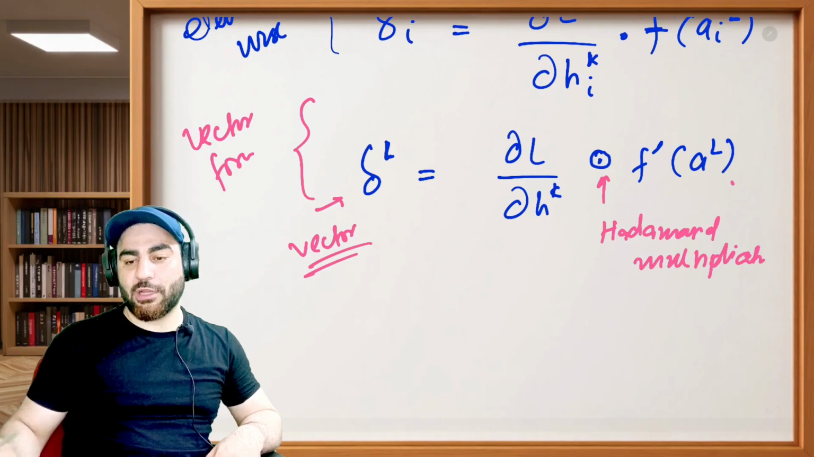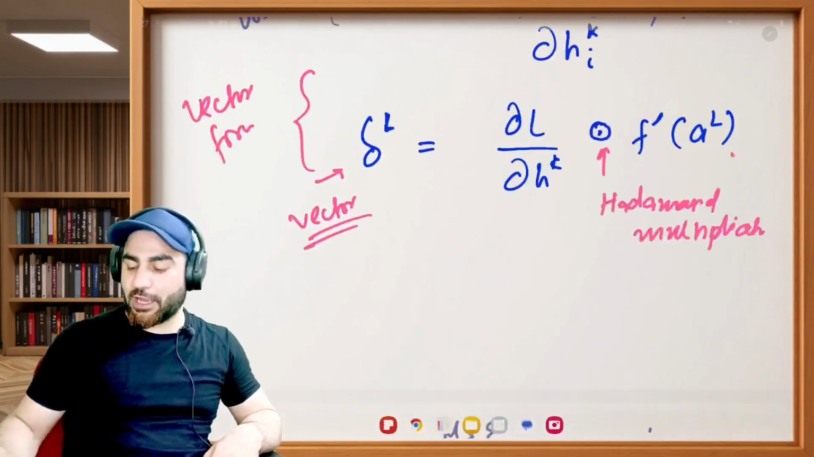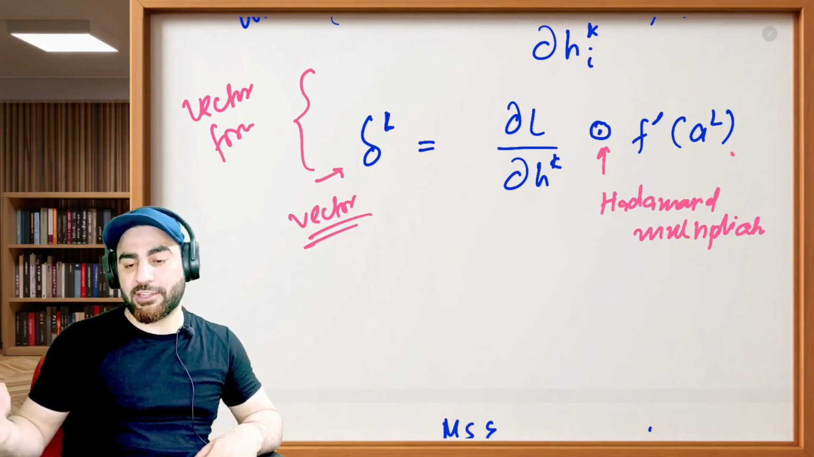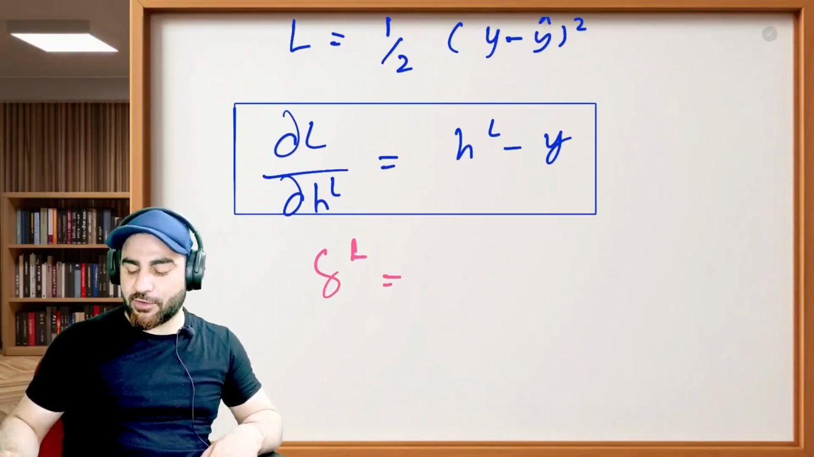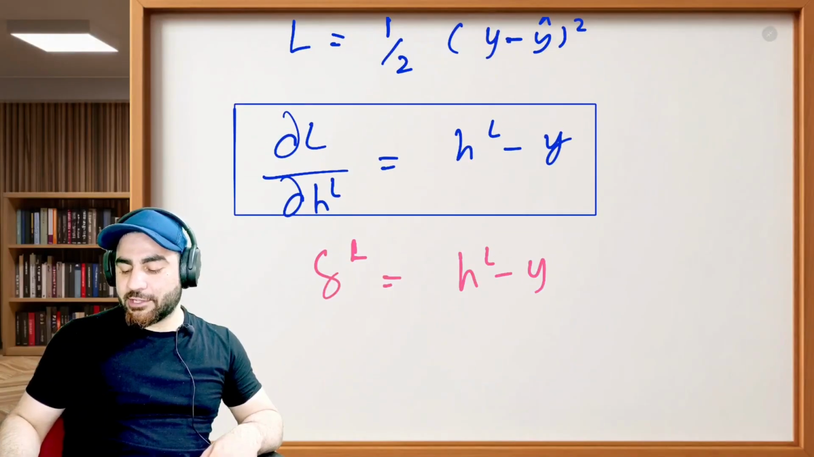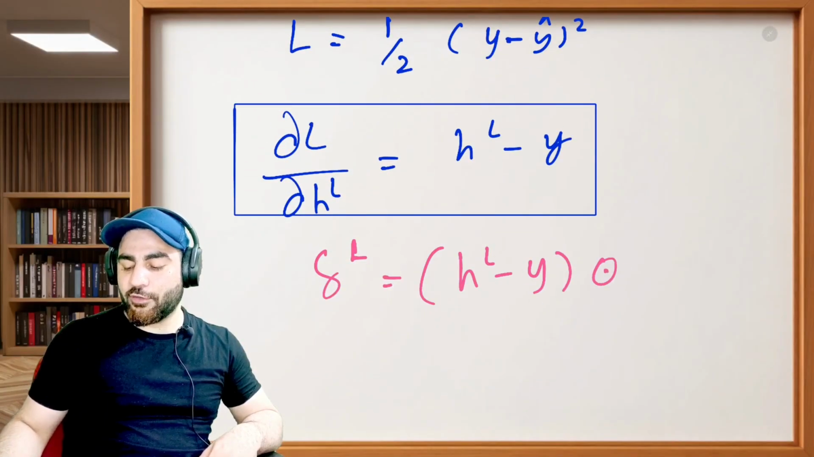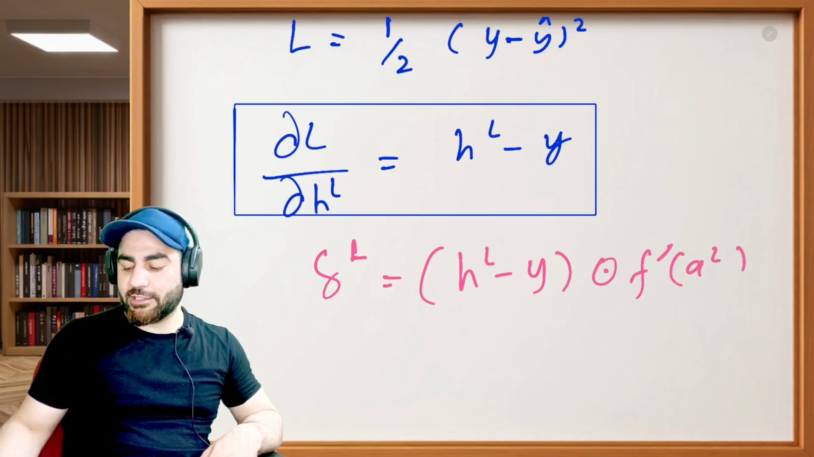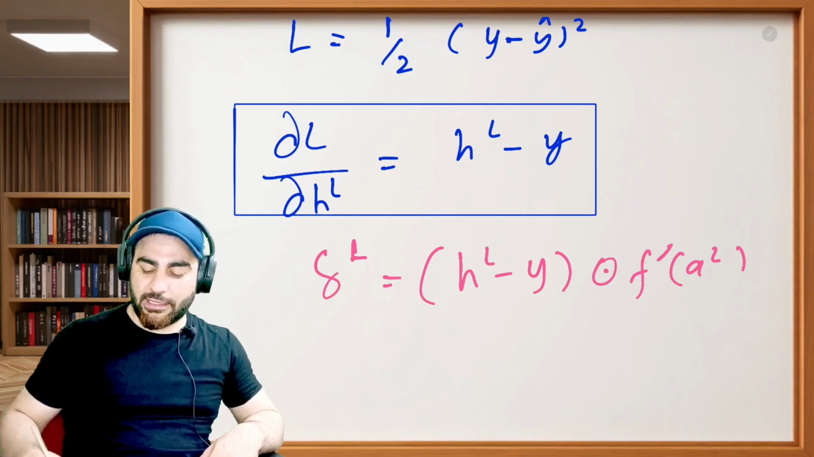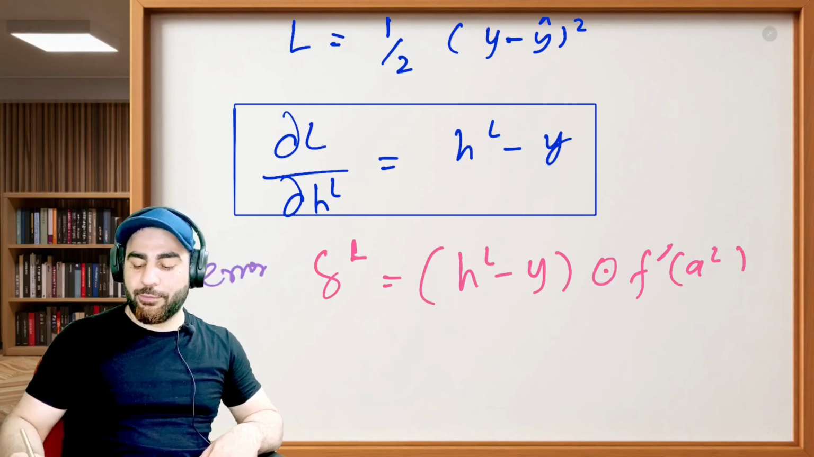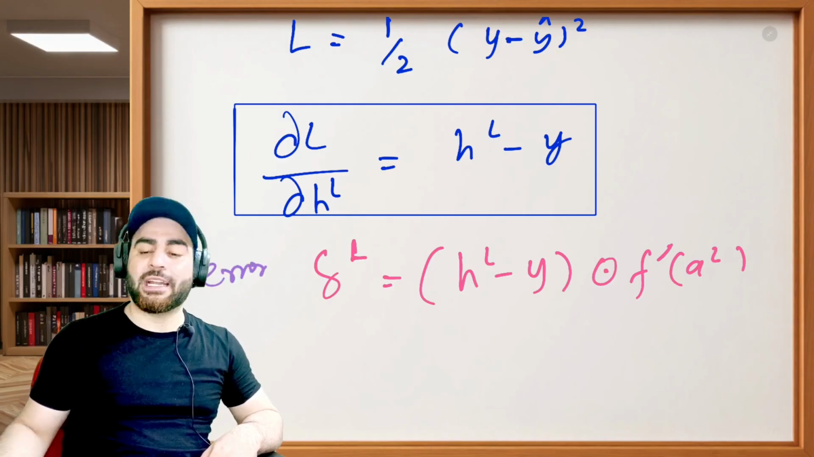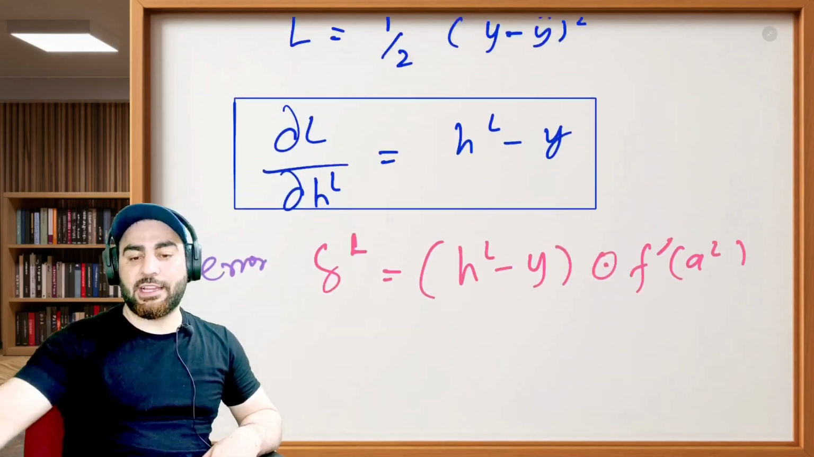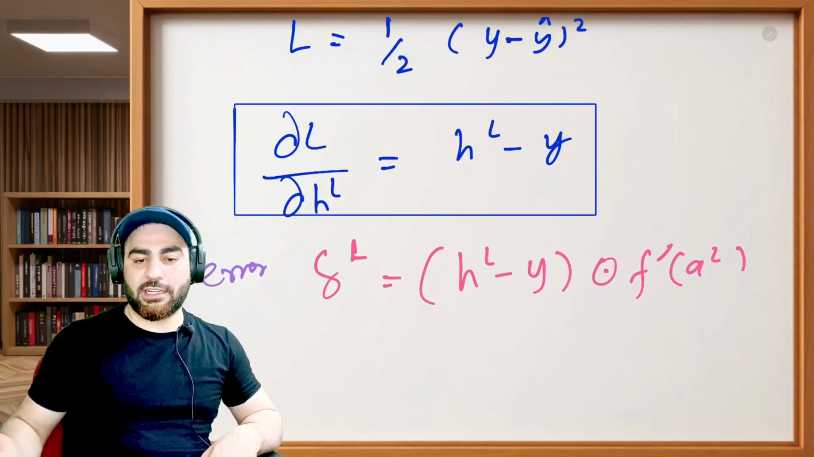I can also get to know what activation function I use. So if it is a loss function, I can use H_L minus y and then Hadamard product with the derivative of whatever activation function I use with respect to A_L. This is how we can compute the error. We compute the derivative with respect to L and then the derivative of that activation function. Similarly, if we have softmax or cross entropy, the same thing can be done.